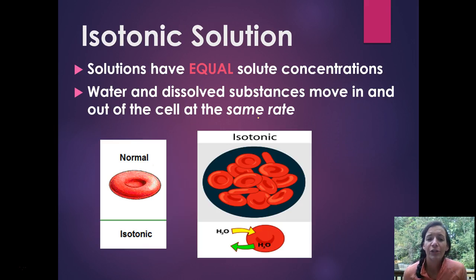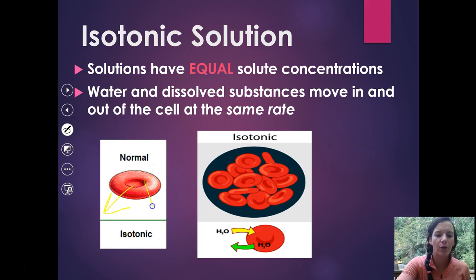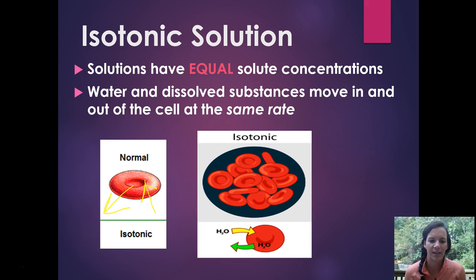So the isotonic solution. This is when the solution has an equal solute concentration to the cell. Typically people like to think that there's no movement at all, but there is still movement, it's just moving both ways. So our arrows would go in and out of the cell. There's still movement, it's just happening at the same rate.